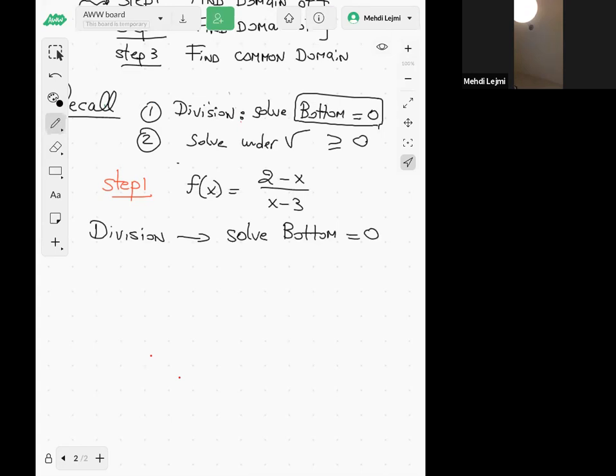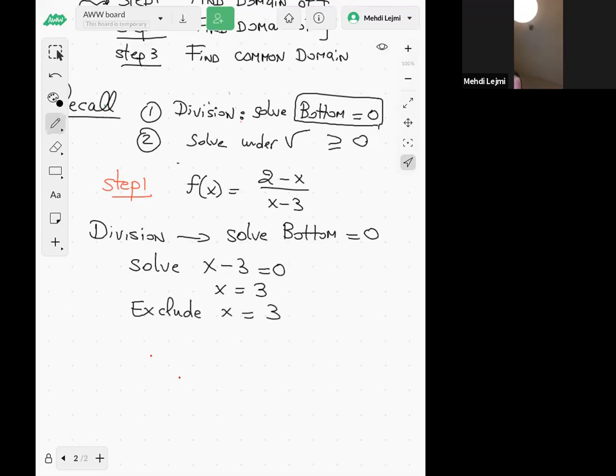Okay, so just solve x minus 3 equal to 0, because we are not allowed to divide by 0. So we have to exclude the values of x for which the denominator is 0. So we solve x minus 3 is 0, which is of course then x is equal to 3. So we have to exclude x equal to 3 from the domain of f.